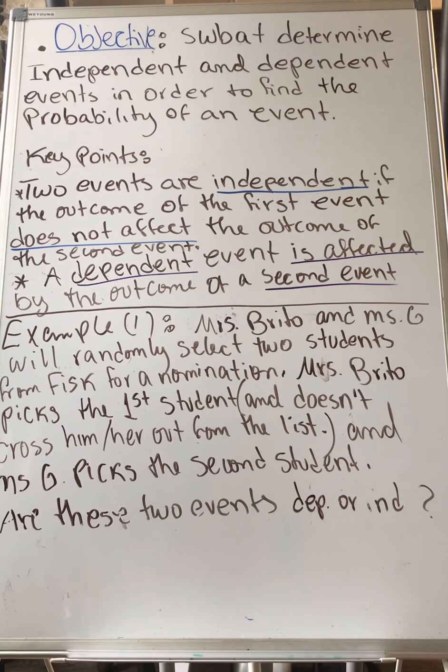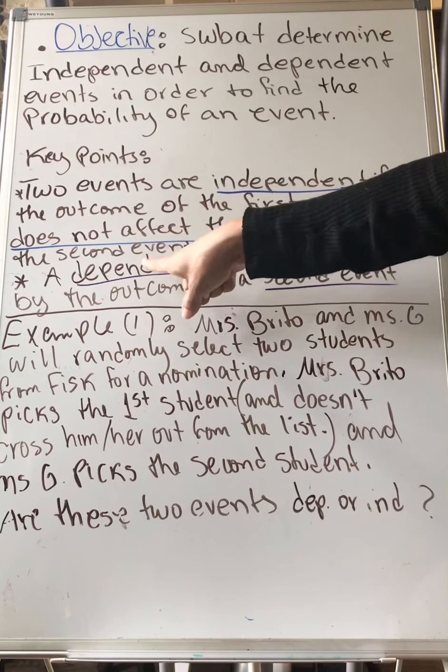For today's objective, you are going to learn how to identify independent and dependent events when dealing with probabilities. So I have two important key points here. You really need to understand what an independent event is and what a dependent event is.